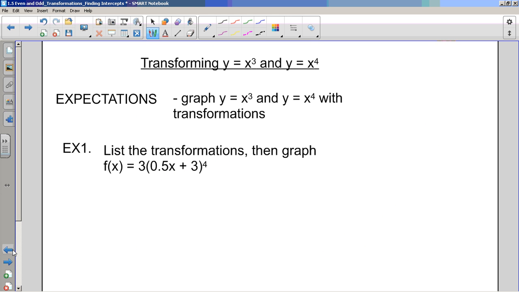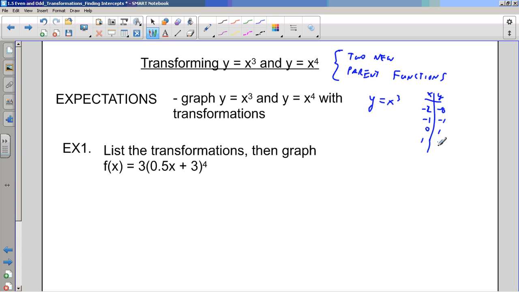Transformations, transforming y equals x cubed and y equals x to the exponent 4. So essentially we have two new parent functions. We already talked about the shape of y equals x cubed. And basically we think of these points, and this is the snake shape. Hopefully you can remember the snake shape. And those points we graph quickly.